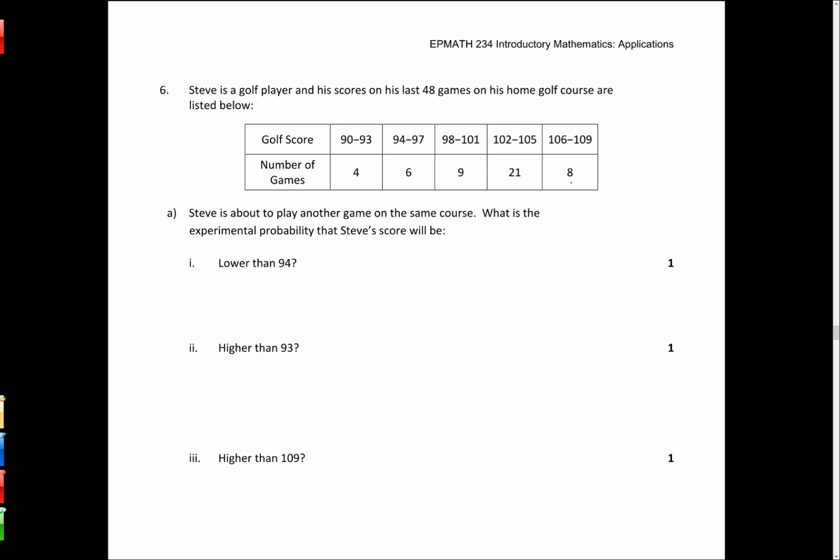What's the experimental probability that Steve's score will be lower than 94? That's talking about these. Okay, lower than 94. That happened 4 times out of his 48 games. Yep, that'll do. Or divide top and bottom by 4, it could be 1 out of 12.